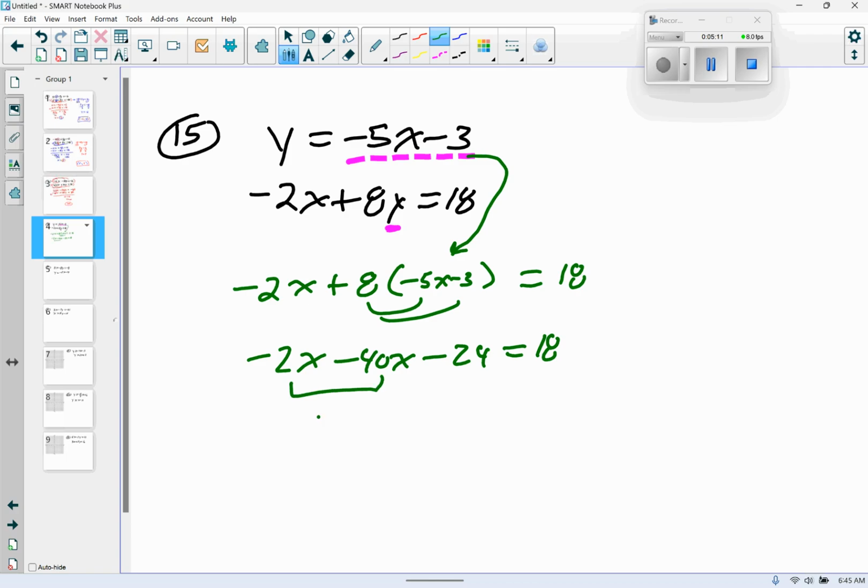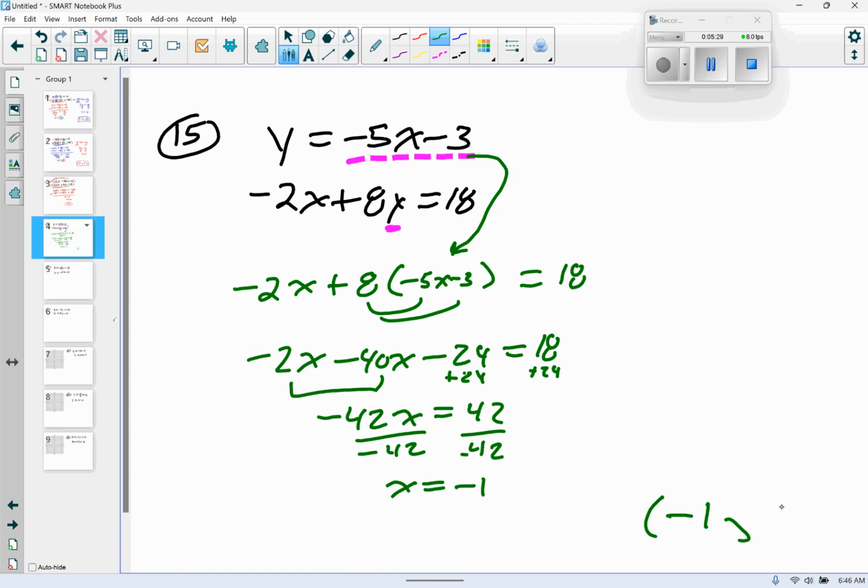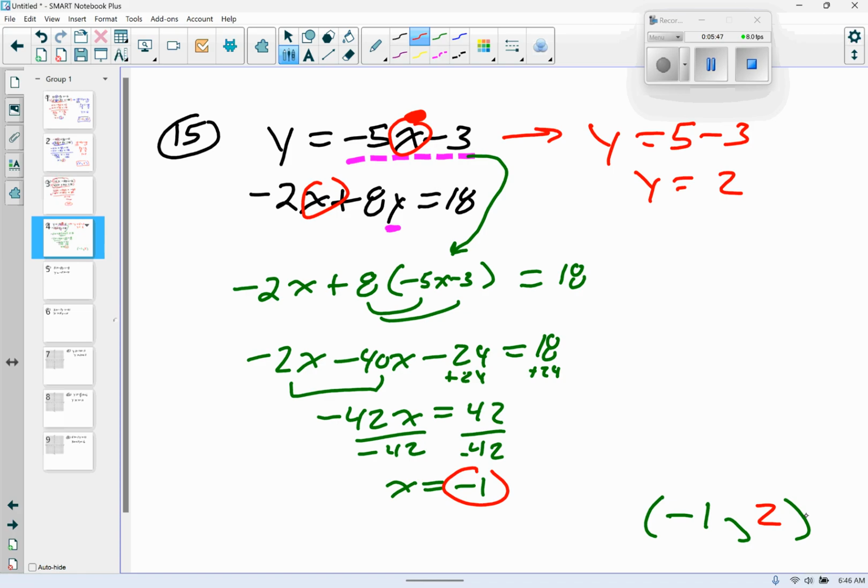Let's combine those together. That's going to give me negative 42x equals, add 24 to both sides, and that's going to give me 42. Divide both sides by negative 42. So 42 divided by negative 42 is negative 1. There's my first answer. That's my x value. So I'm going to take this and replace the x here or here. I'm going to pick the top one. So a negative 1 goes in here. Negative 5 times negative 1 is positive 5 minus 3. Do the subtraction. So negative 1 comma 2. There's our answer.